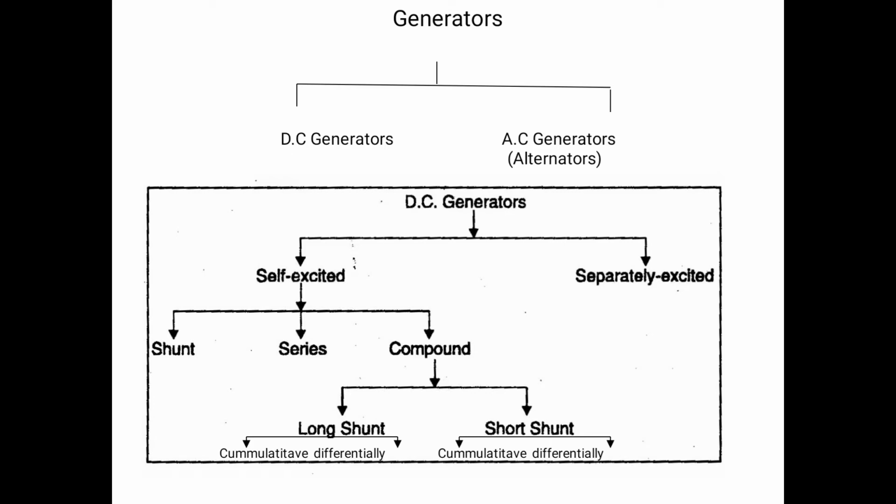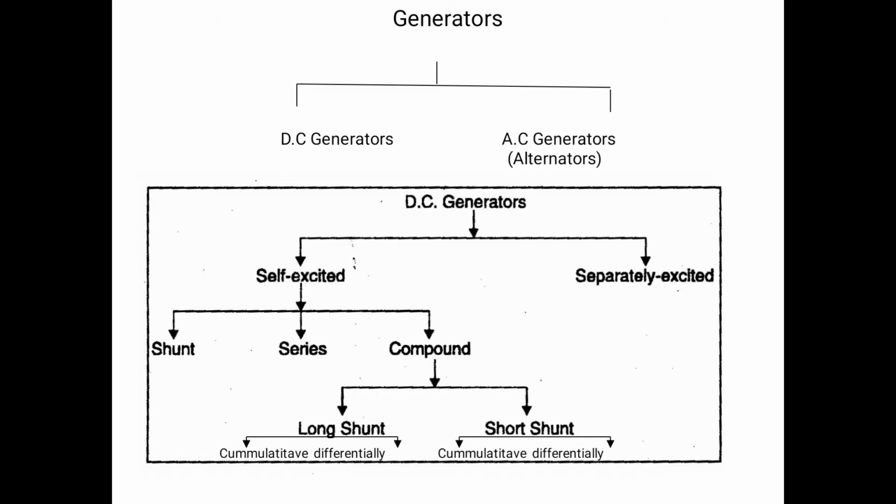Okay, now I would like to explain about the types of generators, or the classification of generators. First of all, the generators are divided into two types: DC generators and AC generators. The DC generator converts mechanical energy into DC electrical energy, and the AC generator converts mechanical energy into AC electrical energy. The AC generators are also called alternators.